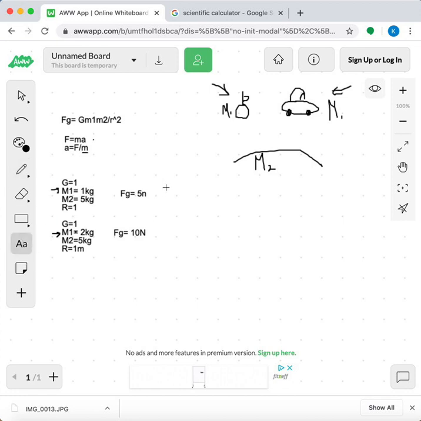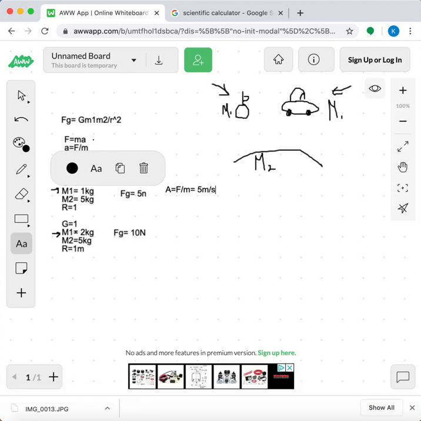So if I take a look at that first situation between the apple and Earth, acceleration is going to be equal to the force being exerted on the apple divided by its mass. So in this case, it's going to be 5 newtons divided by the mass of the apple, which is 1 kilogram, which means the acceleration is going to be 5 meters per second squared.